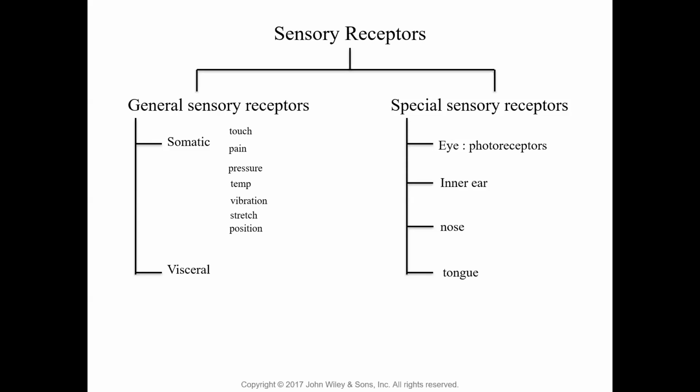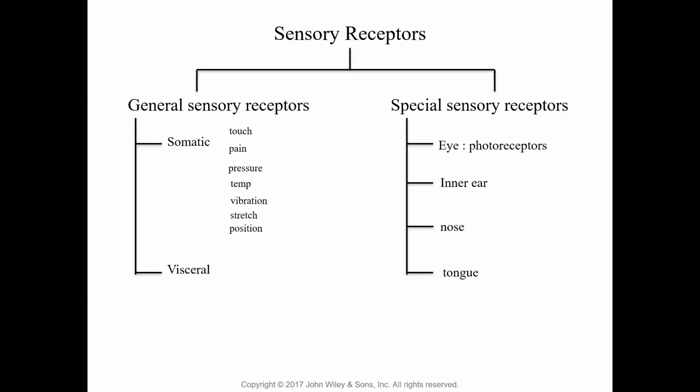As the name suggests, the special sensory receptors belong to special senses, like the photoreceptors in the eyes, the receptors in the inner ears, receptors in the nasal mucosa that help us smell, and receptors in the tongue that make up our taste buds. Those are the special sensory receptors. The general sensory receptors are further subdivided into somatic and visceral receptors. The somatic receptors are usually present on the skin and the muscles, and the visceral receptors, as the name suggests, are present on the internal viscera of the human body.